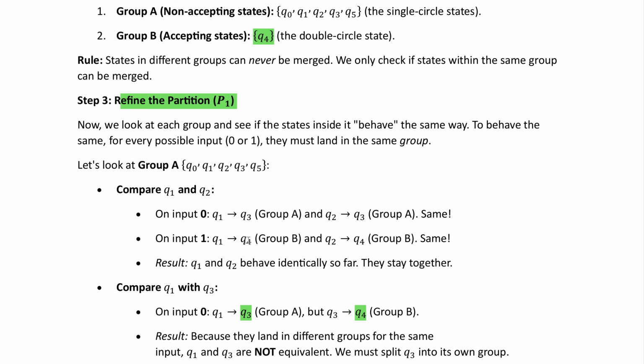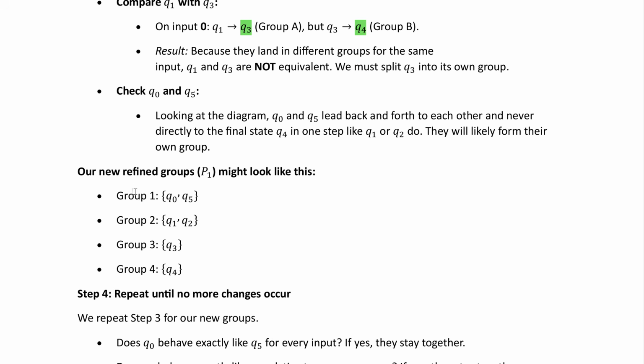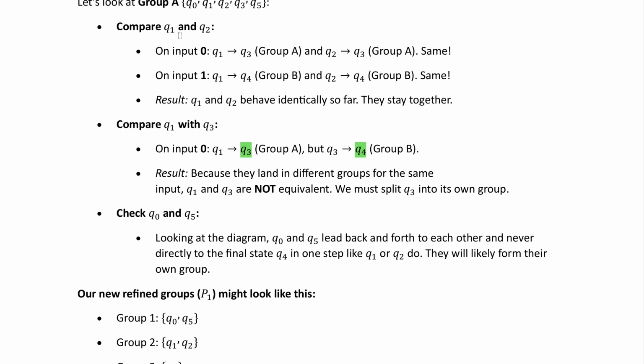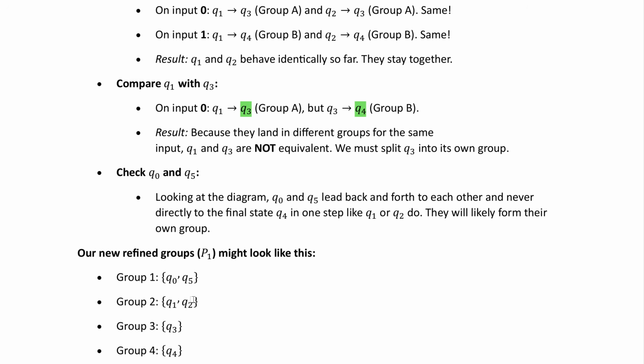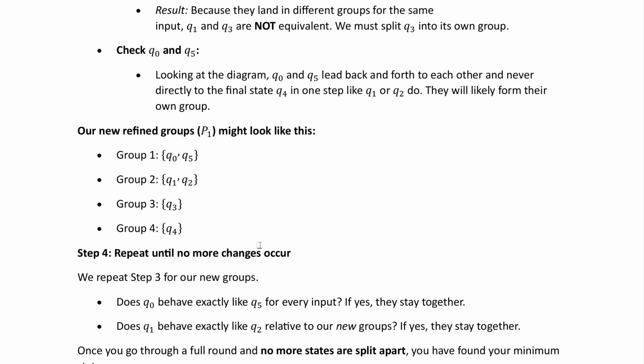So this is how to refine the partition P1. I think you have understood, right? You have to check every pair of states. So our new refined group of P1 might look like this. You can see we have not taken Q1, Q3 together in this group because they are not equivalent. That's why we have eliminated the Q1, Q3 group. Q1, Q2 we have included because they are equivalent. So these are the groups formed.